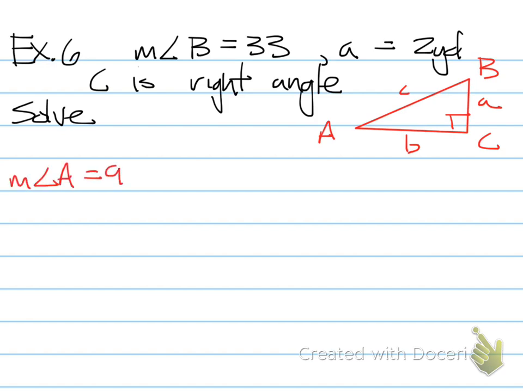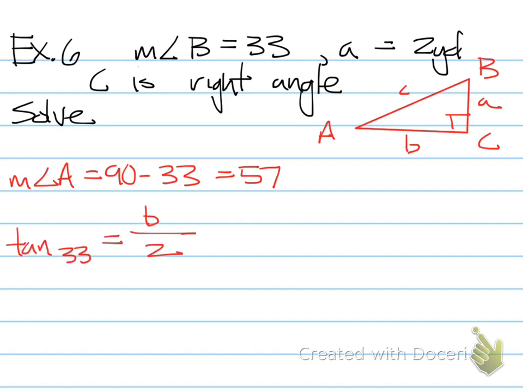So start with the acute angle. Angle A is just going to be 90 minus the other acute angle, 33, which is 57. And then to find b, b is opposite angle B, which is 33 degrees. So side b is opposite angle B, and a, we're given the measure of, that's adjacent to angle B. Opposite over adjacent is tangent. So tangent of that 33-degree angle equals the opposite side over the adjacent side.